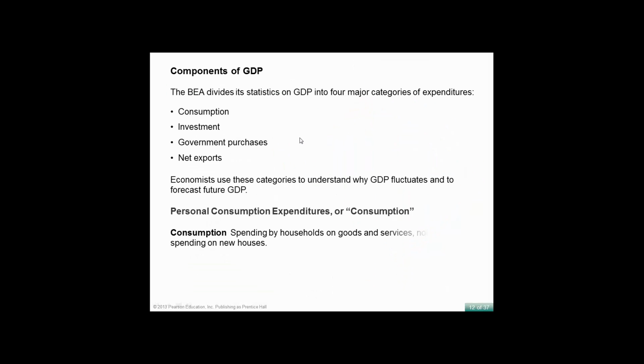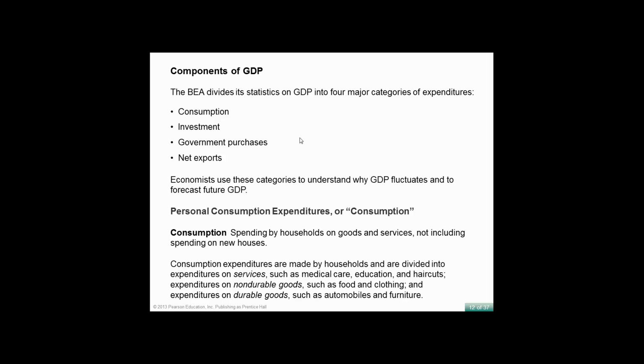So, the BEA divides its statistics on GDP into 4 major categories: consumption, investment, government purchases, and net exports. Economists use these categories to understand why GDP fluctuates and to forecast GDP. Personal consumption expenditures, also known as consumption, is spending by households on goods and services, not including new houses, because that's not consumption. Expenditures are divided into services such as medical care, education, and haircuts, non-durable goods such as food and clothing, and durable goods such as automobiles and furniture.